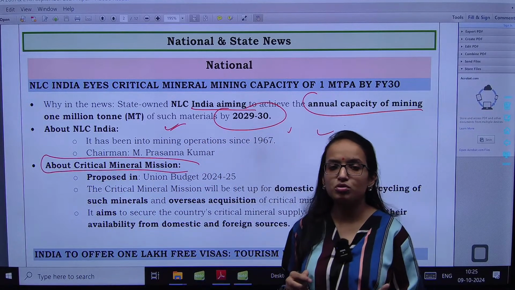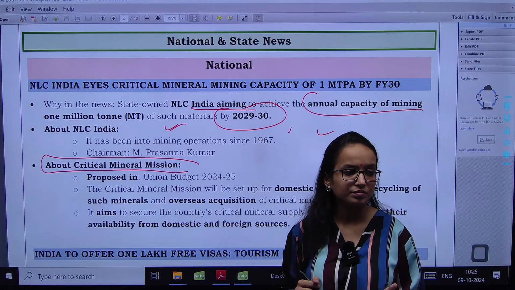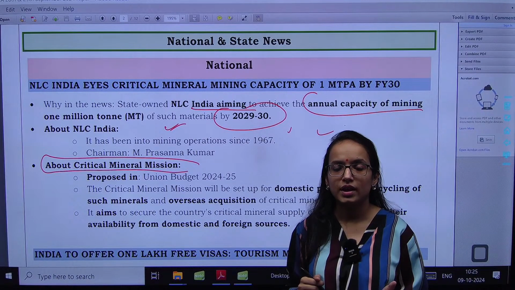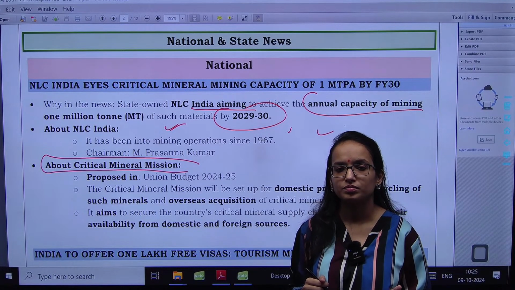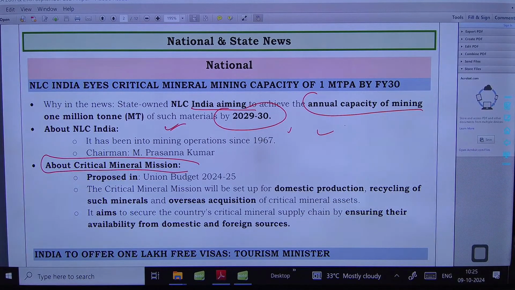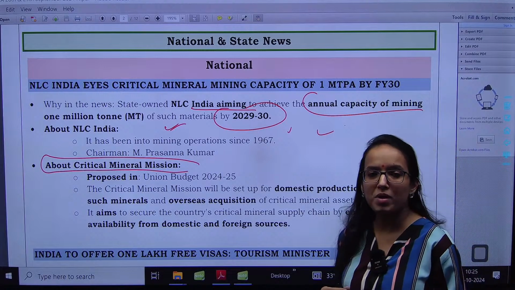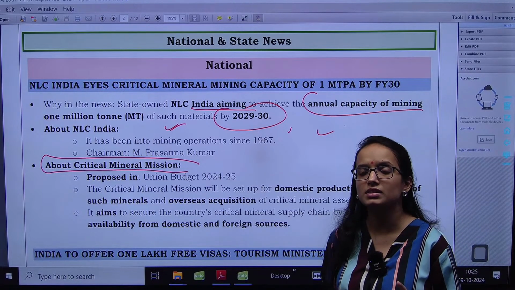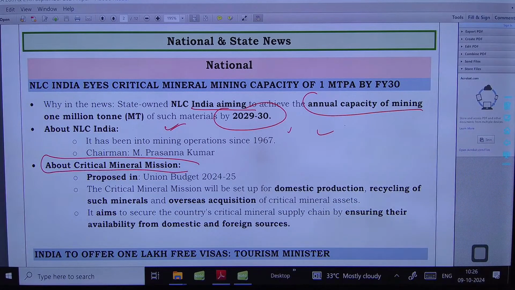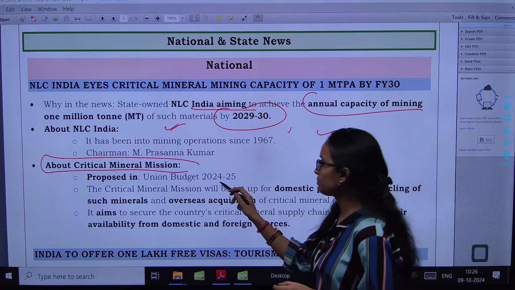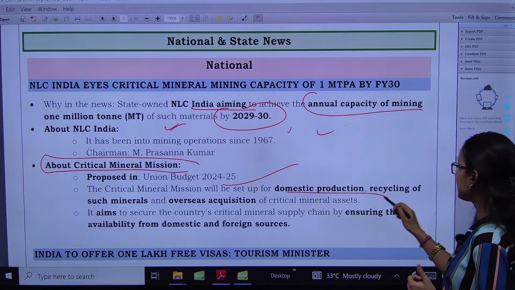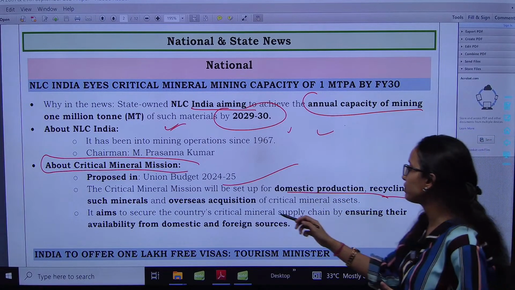Can anyone name a few of the critical minerals? Like you have nickel, lithium, cobalt, etc., right? In the series, there's a big range of critical minerals. About the critical mineral mission, which was proposed in the 24-25 budget, it is set up for domestic production, recycling of such minerals and overseas acquisition.